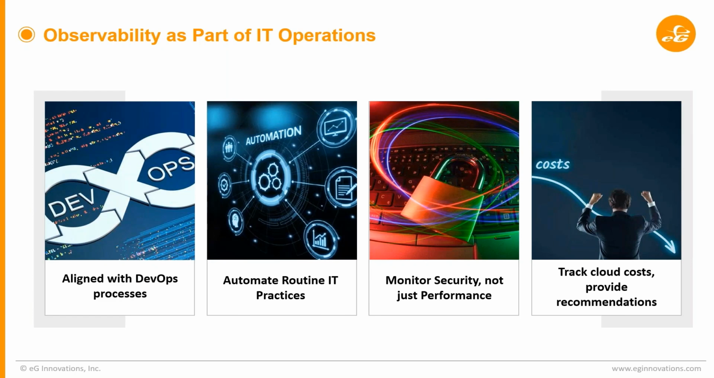Security has become very important. The focus of observability cannot be availability alone. In fact, it shouldn't be just performance either. It has to focus beyond availability and performance and must cover aspects of security and cloud cost control.